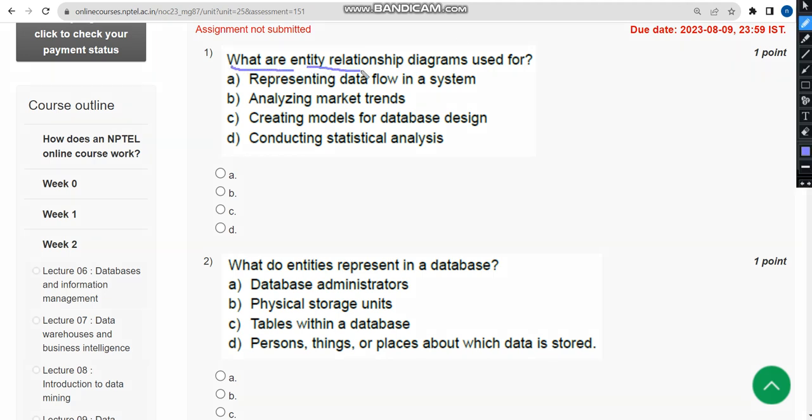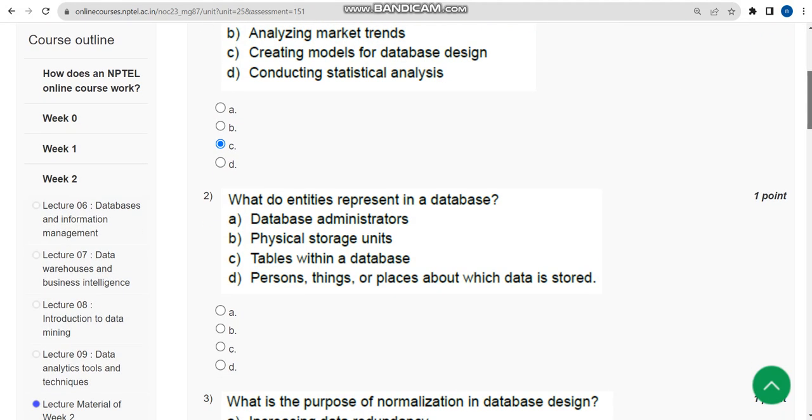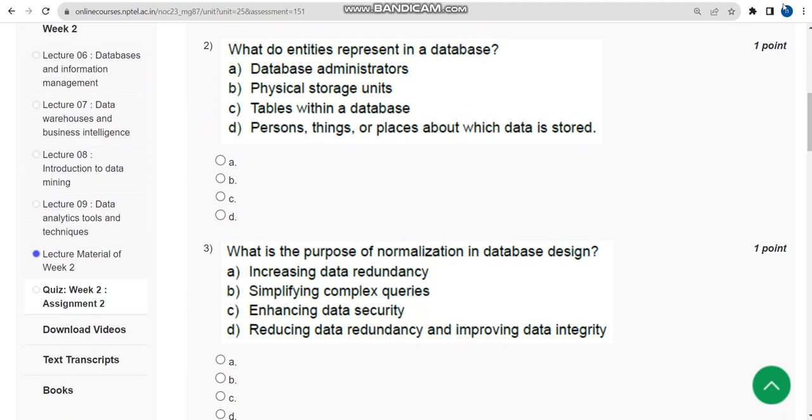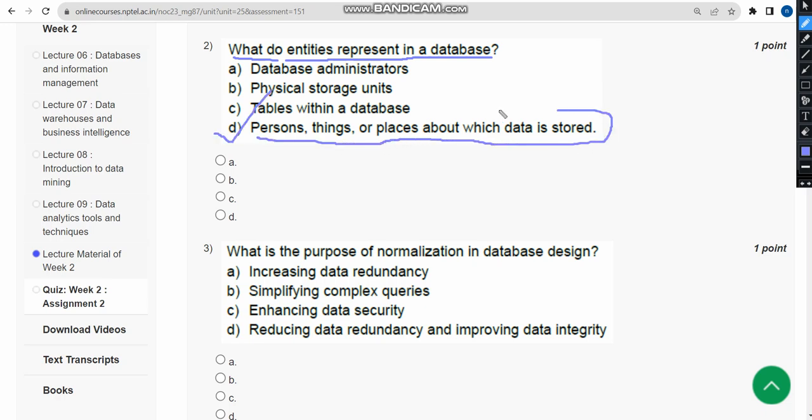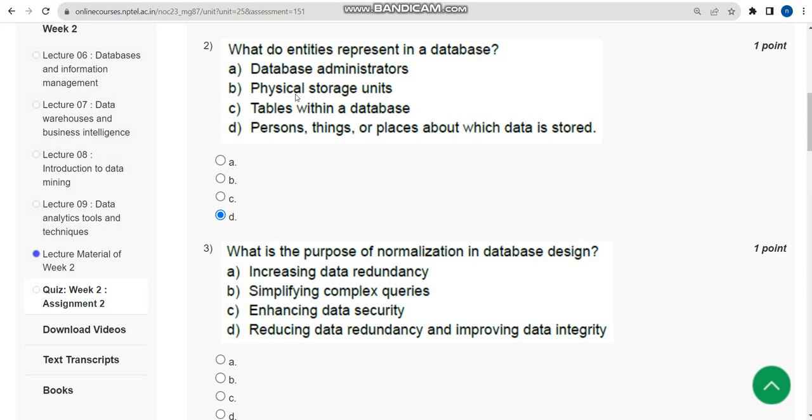What are entity relationship diagrams used for? For the first question, the probable answer is option C, creating models for database design. So mark option C. Now let's move on to the second question. What do entities represent in a database? For the second question, the probable answer is option D, persons, things or places about which data is stored. So mark option D.